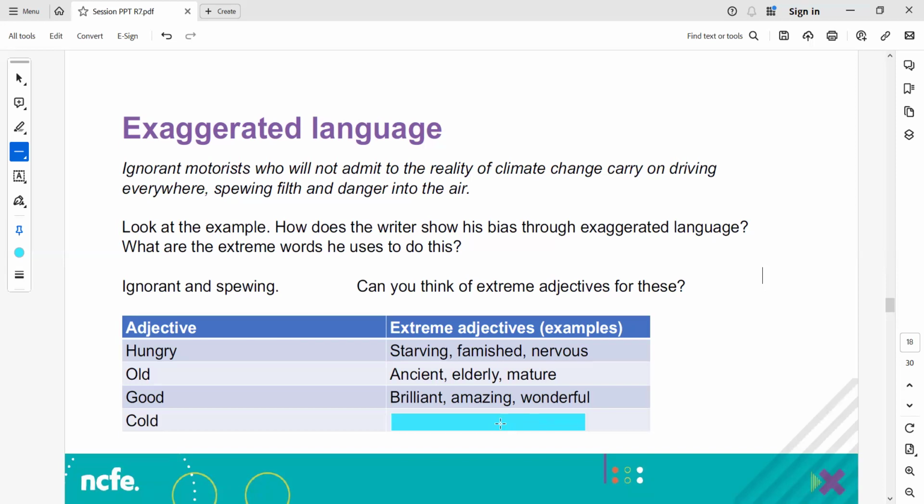Cold. So if you imagine that a homeless charity have an advert to try and persuade people to give money to help people during the winter, they're going to describe how the homeless people feel. They're not just cold, they're freezing, perishing, or the weather is bitterly cold. It's bitter outside. Good, well done.